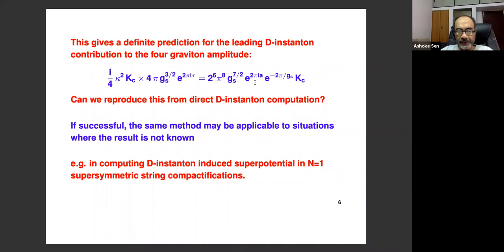And the question you want to address is: is it possible to reproduce this? This is a prediction of S-duality. But is it possible to reproduce this directly from a D-instanton computation?